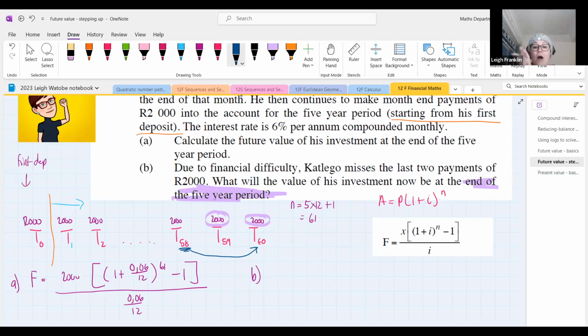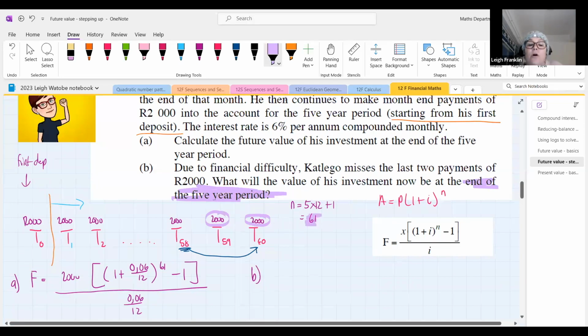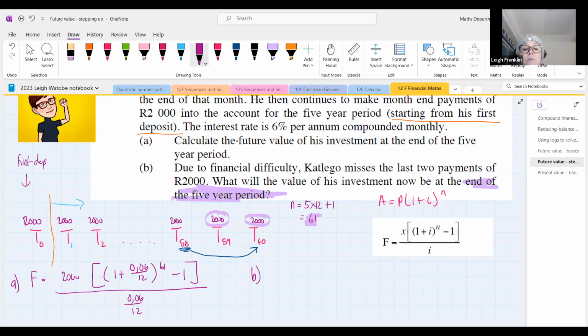All right, how many payments now has Katlego made? If he misses the payment at 59 and the payment at 60, how many payments has he made? Good, yes, he's made 59 payments. So we are subtracting 2 from the number of payments that he made originally. So 61 minus 2 means he makes 59 payments. All right, well done.